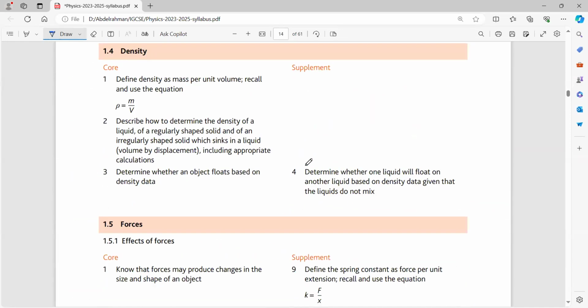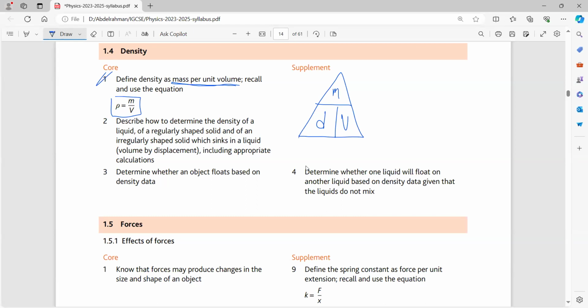Then we discussed density. Density equals mass over volume. Again, this was the second equation we had. The definition of density is what? It's the mass per unit volume. Describe how to determine the density.